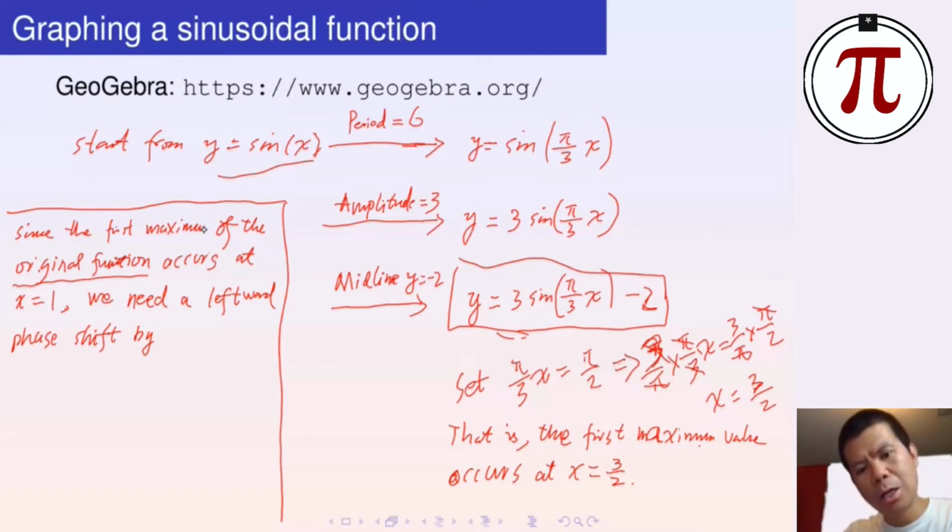So we are in the process of what? We start with sine. After adjusting for the period, we got this one. After adjusting for the amplitude, we got this. After adjusting for the midline, we got this one. Starting with y1, y2, y3, and now we are at y4. Now the first maximum value of y4.